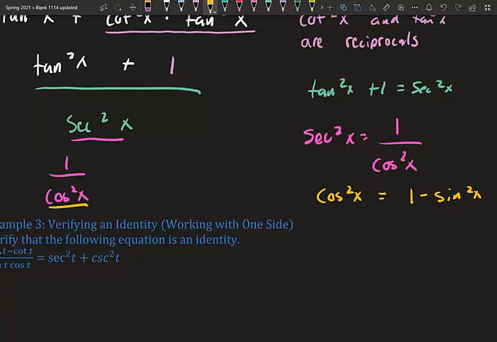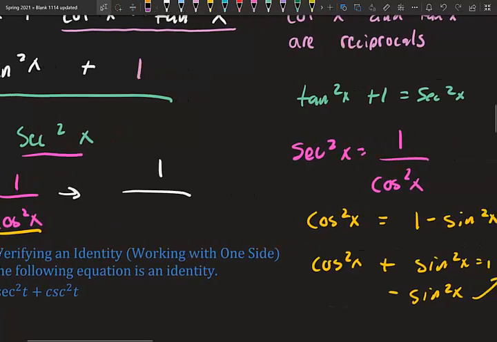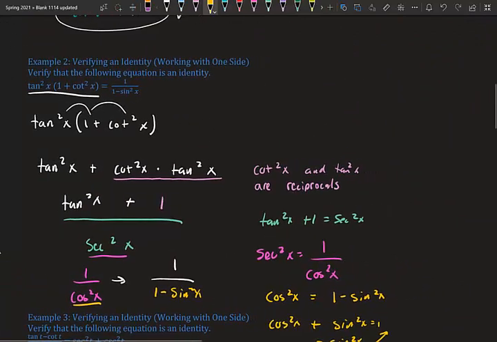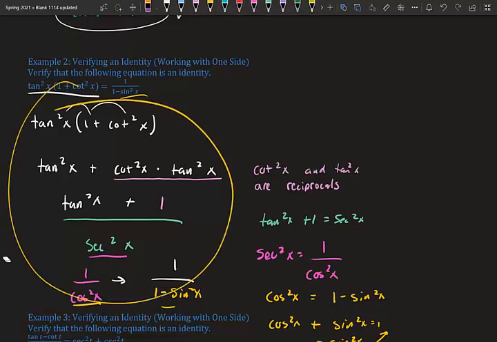The Pythagorean identity we're using is cosine squared x plus sine squared x equals 1. So we subtract it over, and that's how we get the 1 minus sine squared x. So we switch this to 1 over 1 minus sine squared x. And that's it. We're good. That's all we needed. They're the same now. So the whole left side, that's your answer.